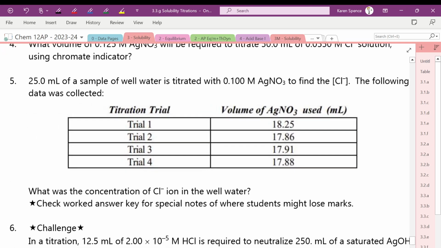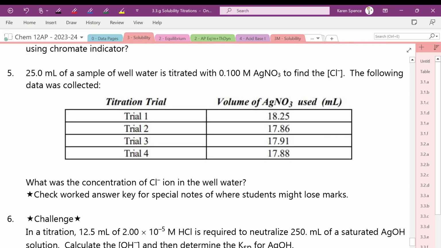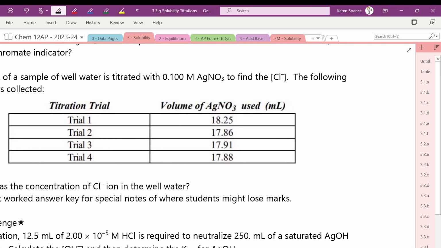Ooh, here's a special one. Question number 5. What do you notice about question number 5? There are multiple trials. What do you do when there are multiple trials? You find the average of them. Now, does anyone have any thoughts about our data there? Trial 1 is an outlier. Okay, so leave it out of your calculations.